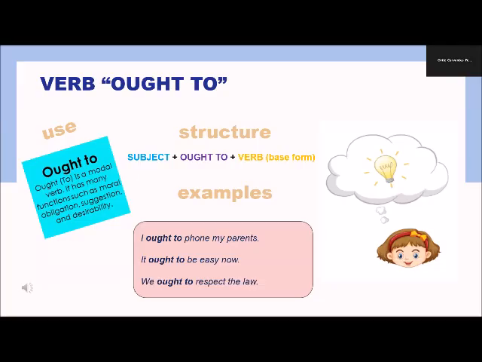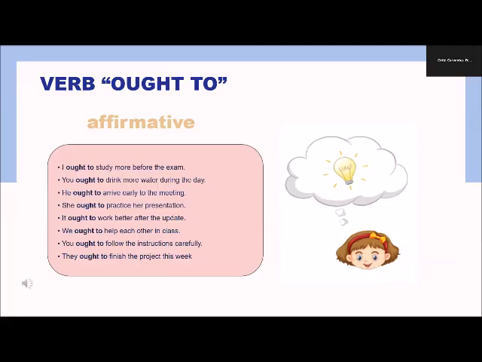Examples: I ought to phone my parents. It ought to be easy now. We ought to respect the law. In affirmative sentences, ought to comes first in the verb phrase. It means after the subject and before another verb.